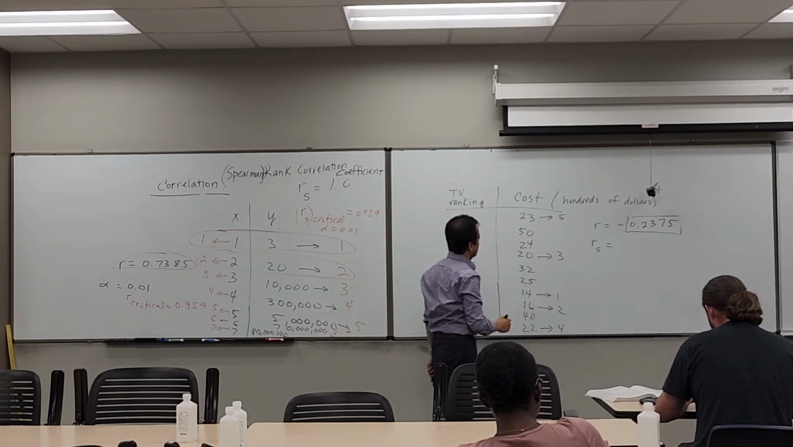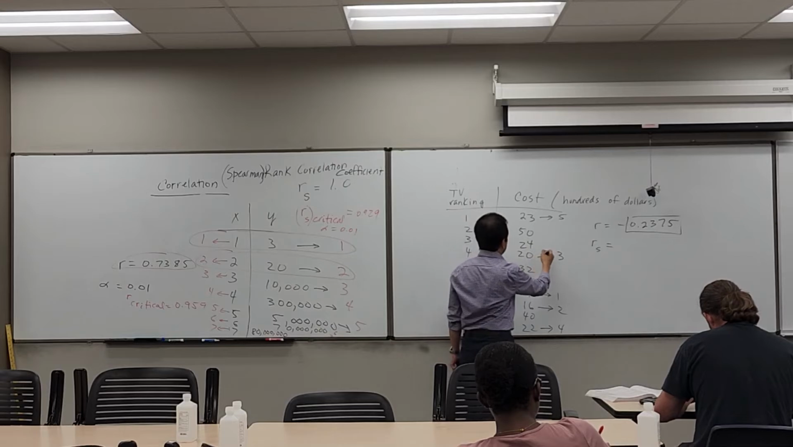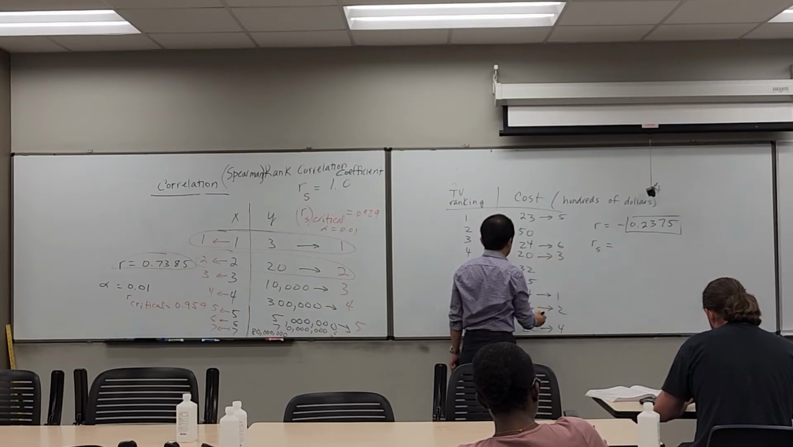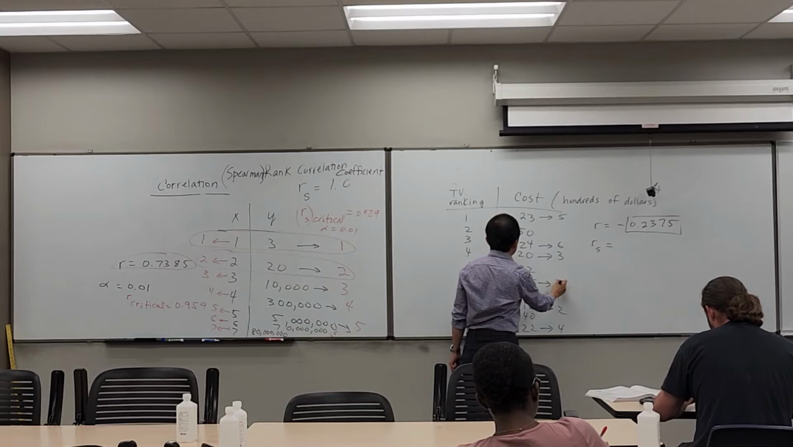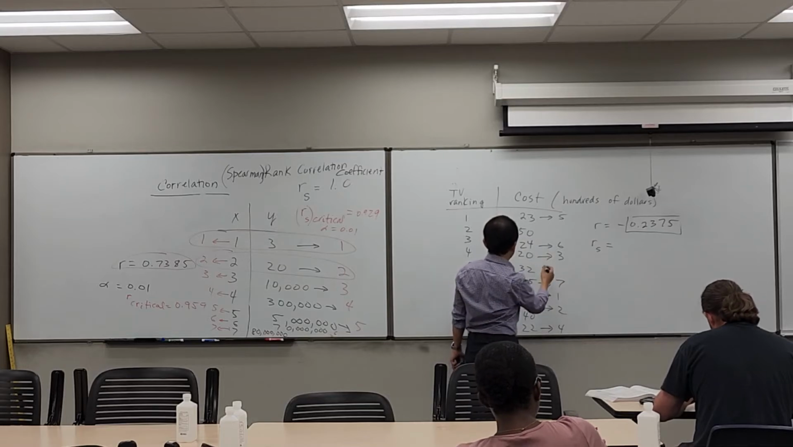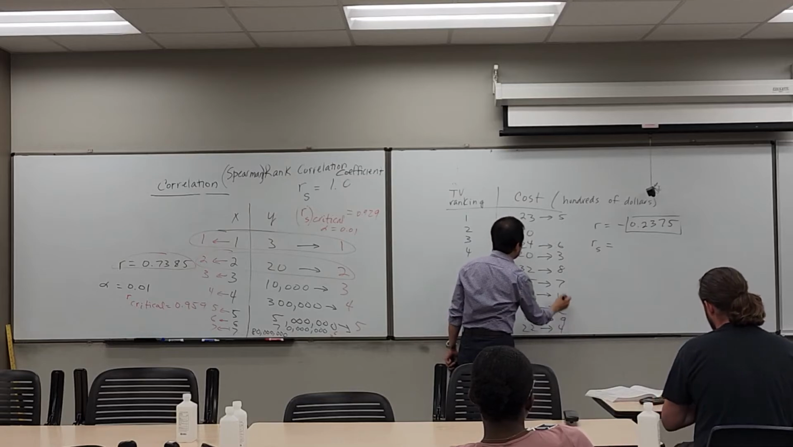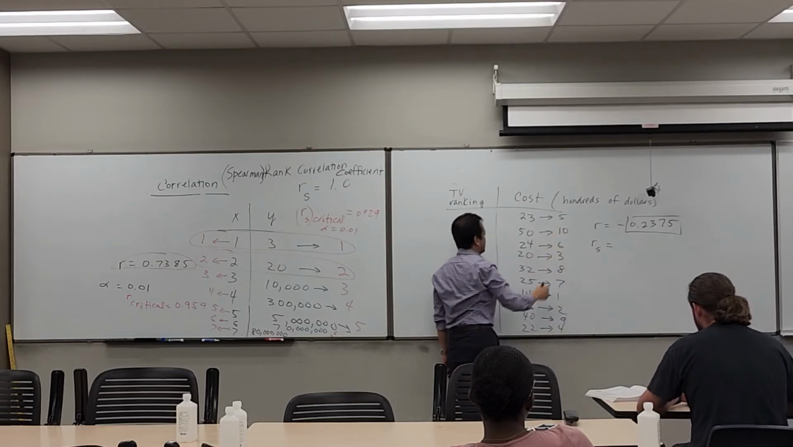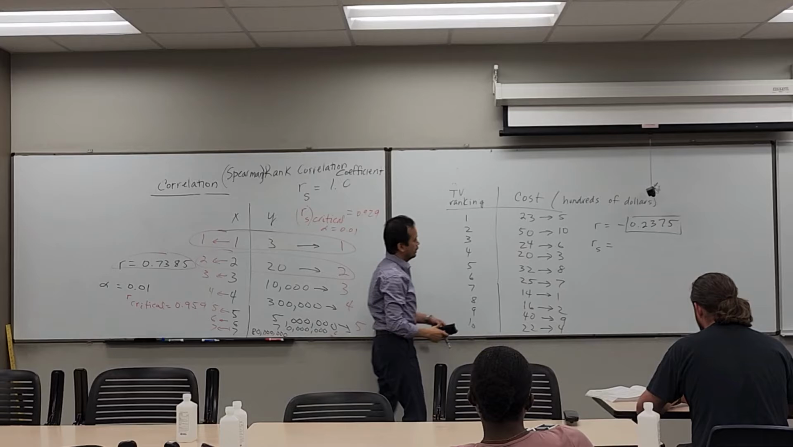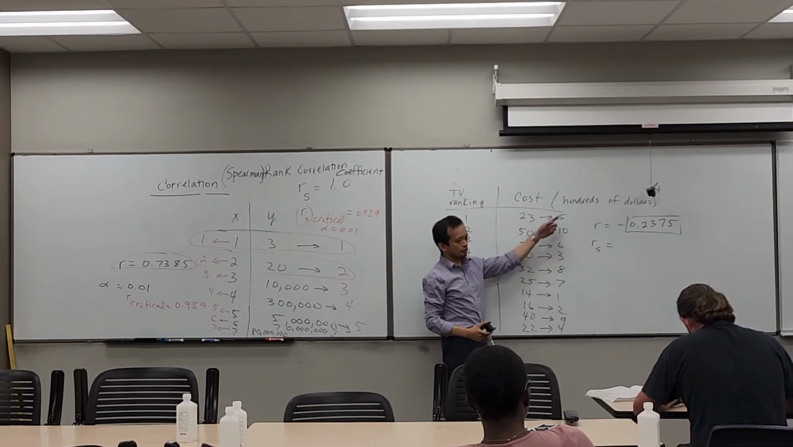Third down is gonna be number 6. 25 will be number 7. 32 will be number 8. 40 will be number 9. 50 will be 10. Okay, great. So these are all the new values for Y.